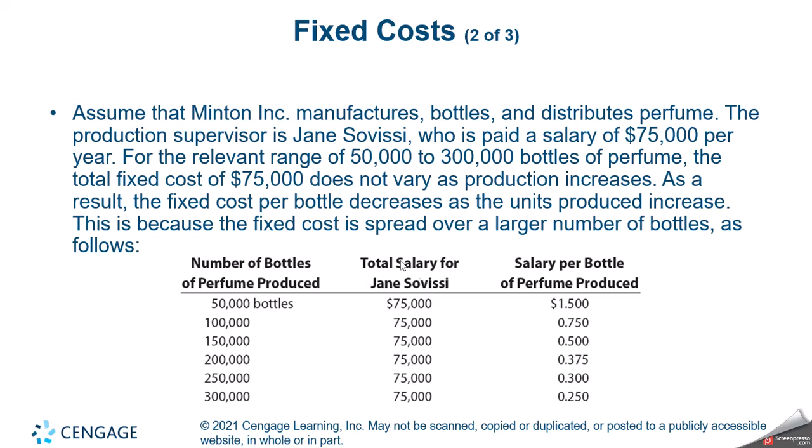And in this case, it's the salary of that employee. So if we went beyond that, we'd probably have to have two people working because that's the capacity for this person's salary.